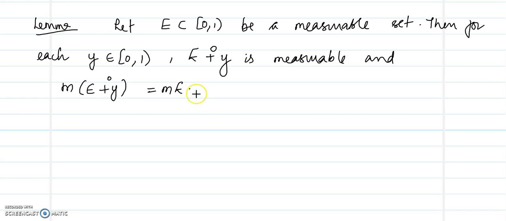So in last class we were looking at this lemma. If E is a subset of [0,1) and if E is a measurable set, then for each y belonging to the interval [0,1), if you take the set E modulo 1 translated by y, then it is measurable and its measure will be equal to the measure of the set E.